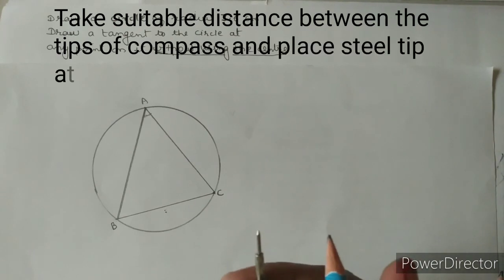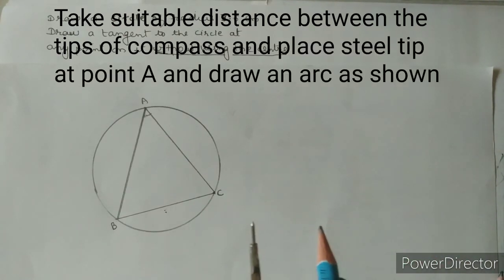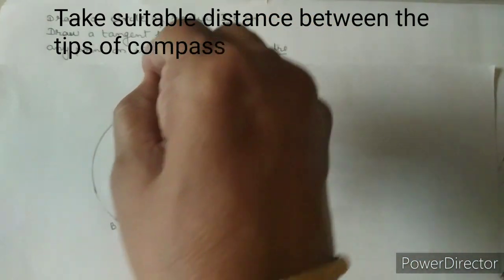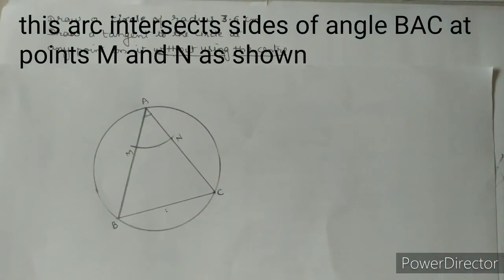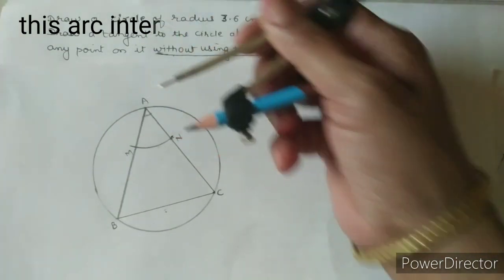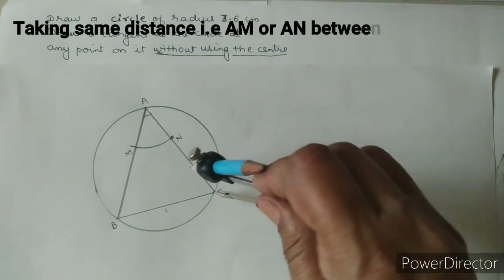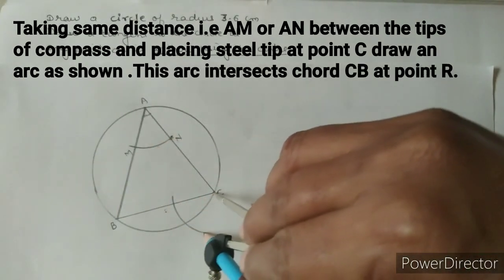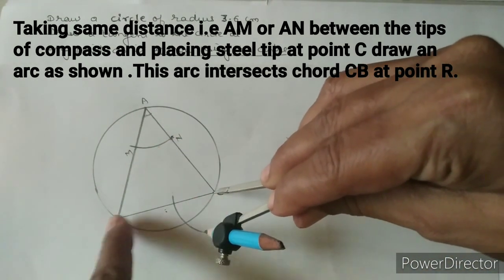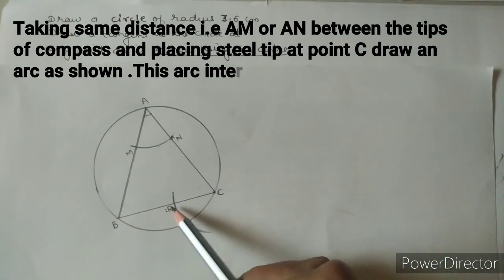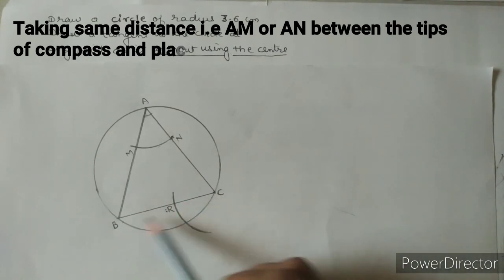Then take suitable or convenient distance between the tips of compass and place steel tip here at point A and draw an arc intersecting sides of angle BAC at point M and at point N. Now taking the same distance between the tips of compass, place steel tip here at point C and draw an arc intersecting chord CB, like this. Let this arc intersect chord CB at point R.